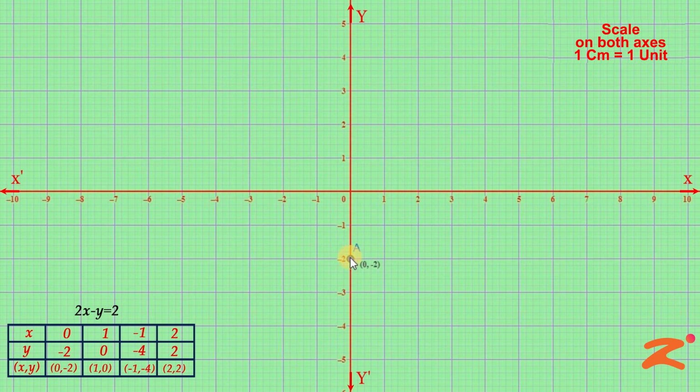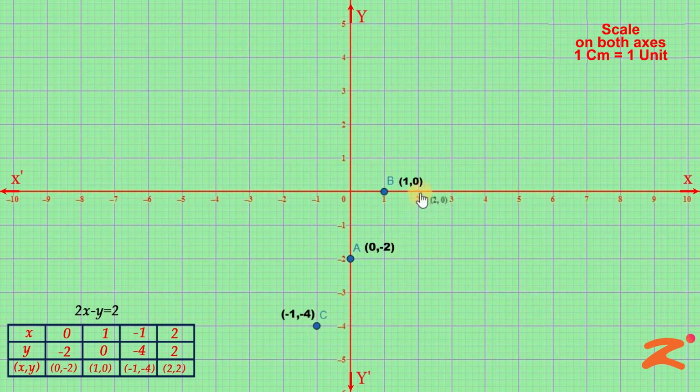Now let us see the second point. That is on the x-axis 1 and on the y-axis it is 0. So this point you can highlight on the x-axis. We'll give the name B: 1, 0. Now we'll see the third point. What is the third point? That is -1 and -4. -1 on our x-axis and -4 on the y-axis. We'll give it the name C.